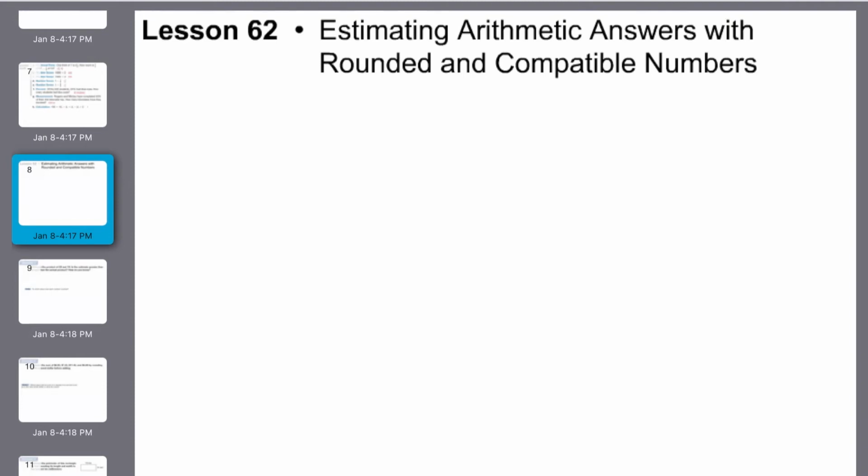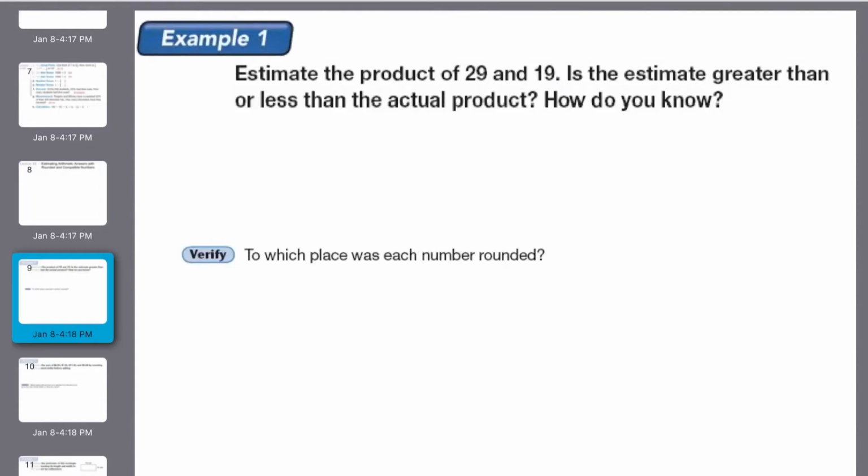Lesson 62, Estimating Arithmetic Answers with Rounded and Compatible Numbers. Estimate the product of 29 and 19. Is the estimate greater than or less than the actual product?